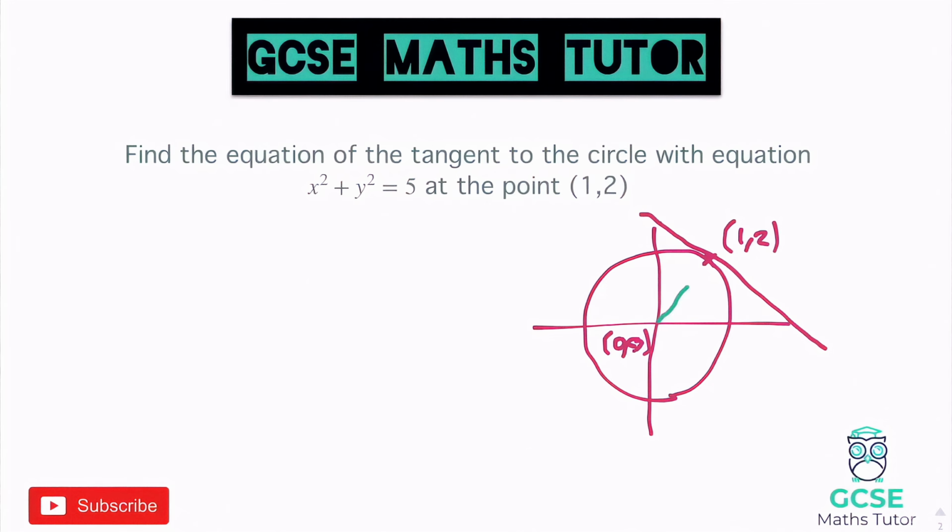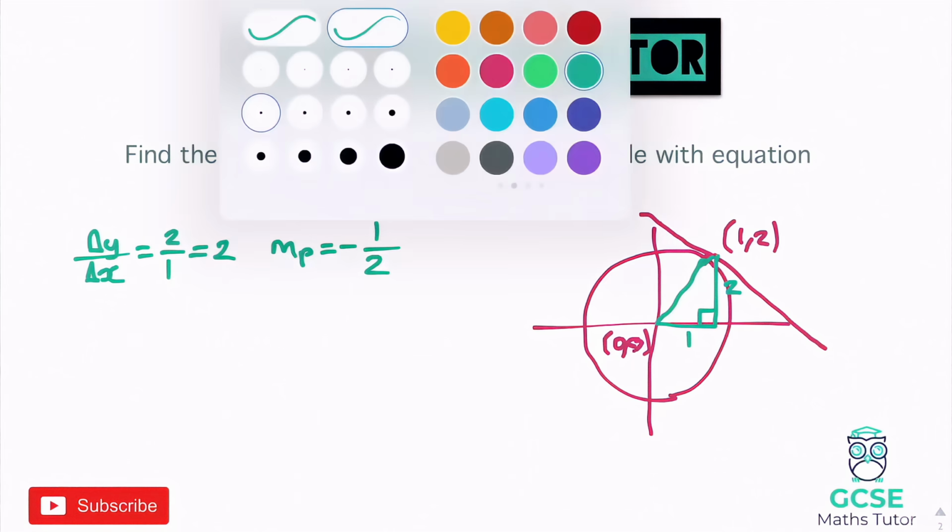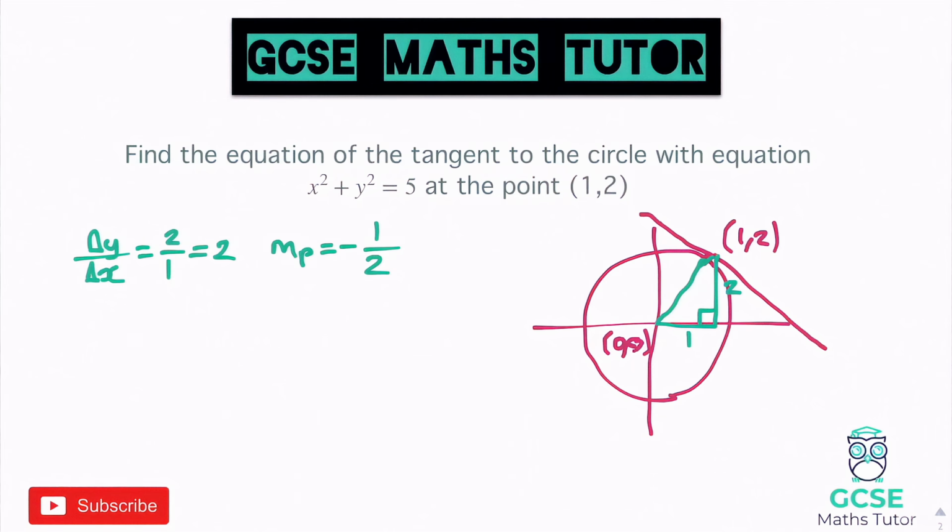So we are going to find the gradient of this radius here, which we can do by drawing a little right angled triangle in. So the rise goes from 0 up to 2, and the run goes from 0 to 1. So we can use that to find our gradient. The change in y over the change in x is 2 over 1. That's quite a nice one because that's just 2. So our perpendicular gradient, doing our negative reciprocal of 2, remembering again that 2 is just 2 over 1, becomes 1 over 2, and swapping to a negative. So there's our gradient.